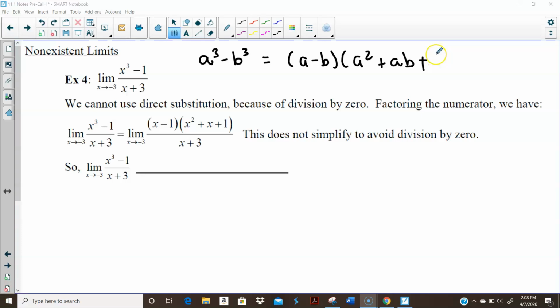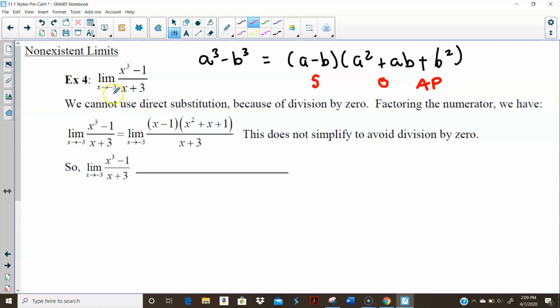Just a reminder before we do example 4: a difference of cubes is equal to a subtract b times a squared plus a times b plus b squared. We remember how to factor a difference of cubes using SOAP. S, the first sign is the same as the original. O, the second sign is the opposite. And the last sign is always positive. So now let's look at example 4.